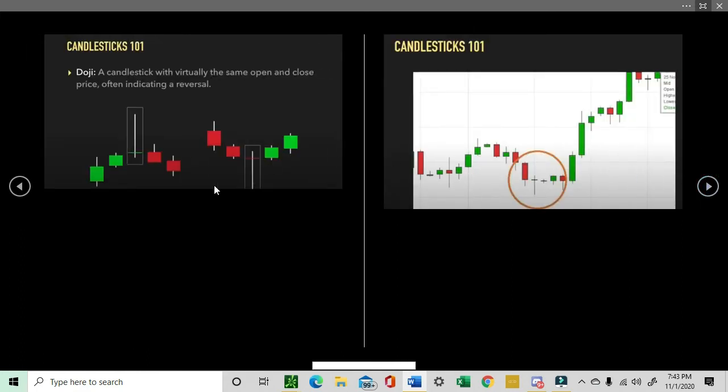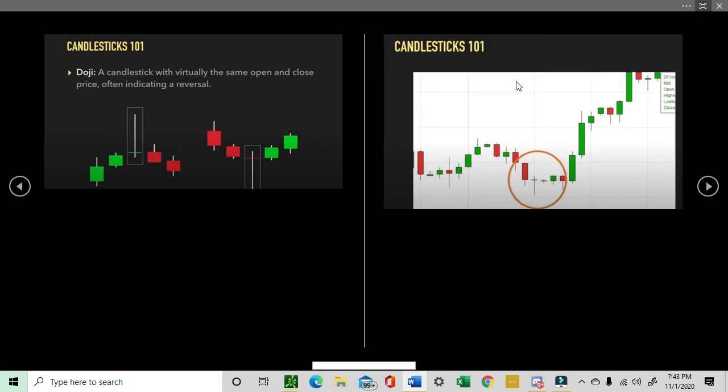So now if we look over, we have something called dojis, right? It's basically a candlestick with virtually the same open and close, which often indicates a reversal, but not always. So we'll see a lot of these doji candles if we're trading pre-market or aftermarket. Normally, we won't really see these candles during the normal trading session. We will, but it's not going to be as frequent, right?